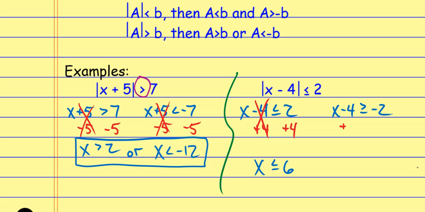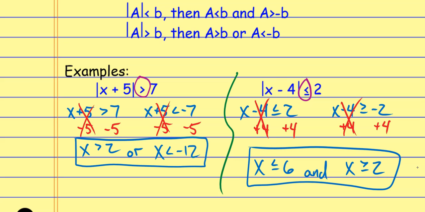Over here, same kind of thing. I'm going to add 4 to each side. So I get x is greater than or equal to 2. And now once again, I just have to determine, do I put an and or an or in between here? Well, it's the absolute value is less than. So this is a less than symbol. So I'm going to do an and. And really what that's telling me, hey, I want to be bigger than the 2, but smaller than the 6. It's the values in between. Okay?